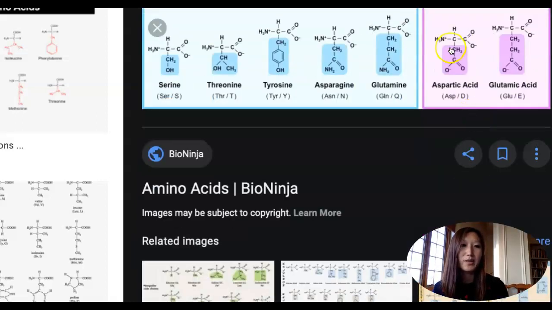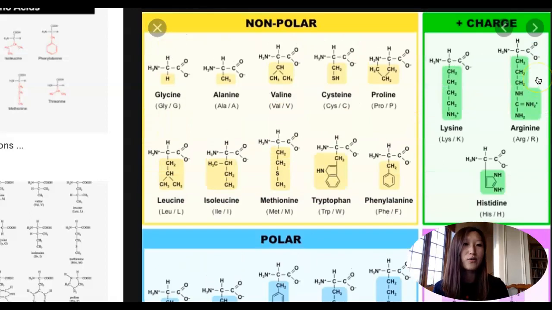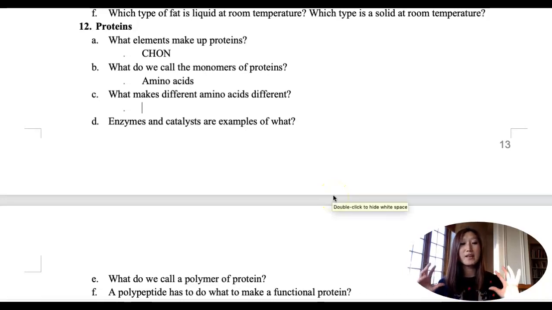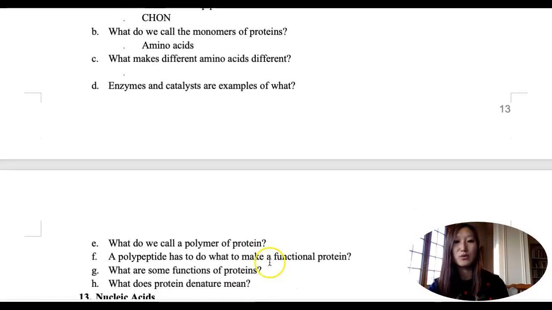Sometimes you would have some polar R groups. Sometimes you would have an R group that even has a charge on it, for example a negative charge, or you could have a positive charge, or it could be nonpolar. So these R groups are able to interact with each other and allow a protein to fold into a very specific shape that allows the protein to function. So the R groups. Enzymes and catalysts are examples.